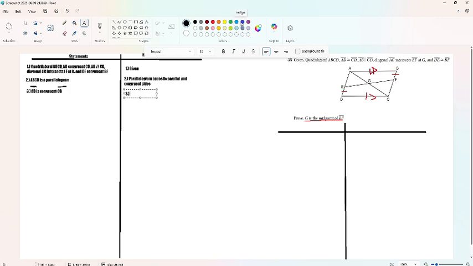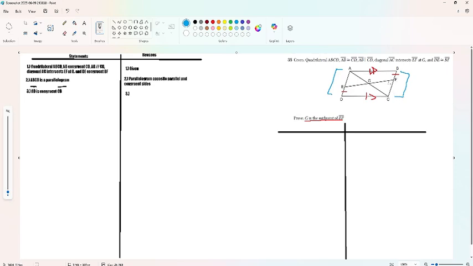Let's see. So, this entire thing is congruent to this. Alright, now we want to find EG to FG. We can use CPCTC to prove that they are congruent. So how do we get CPCTC? I know how to do it.